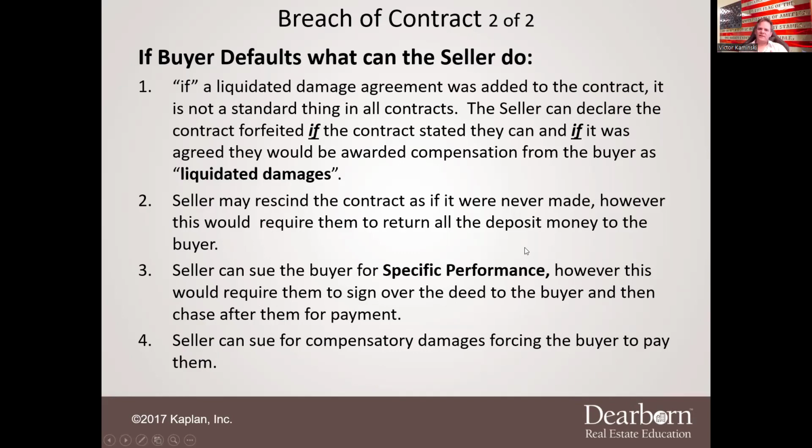You don't need to study these things if the seller defaults, if the buyer defaults, but we need to understand them because this is our business. We need to understand what would happen or what could possibly happen in the event of any of these things.